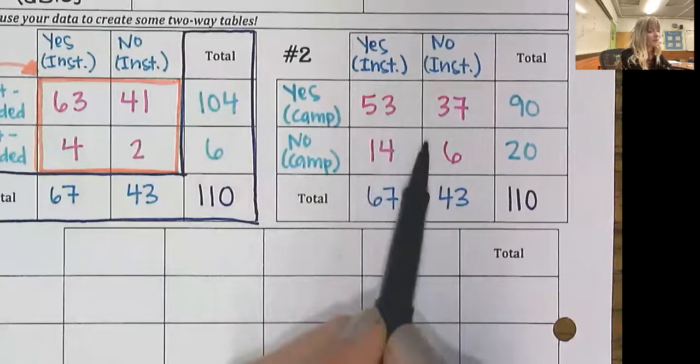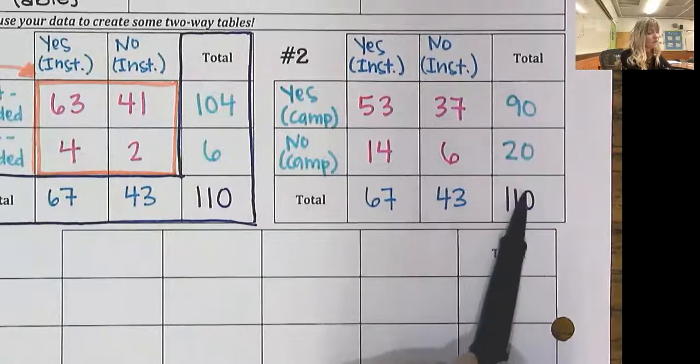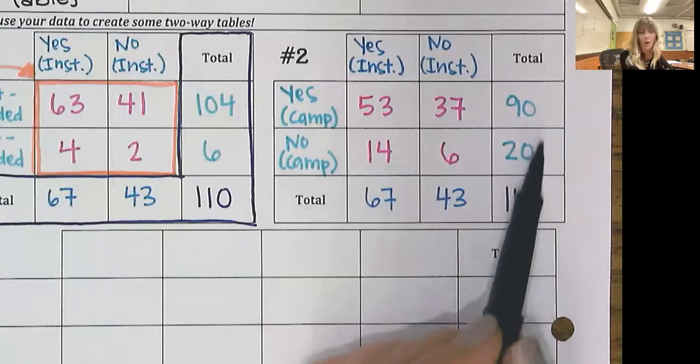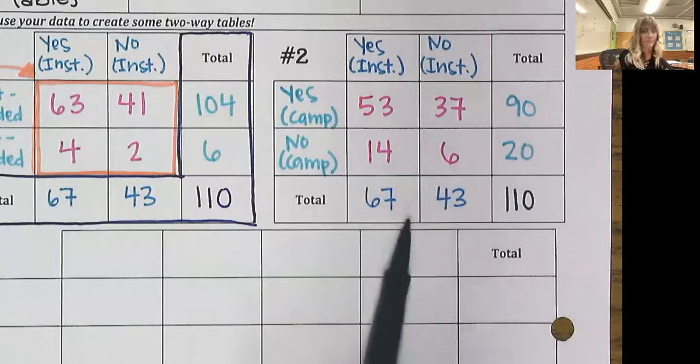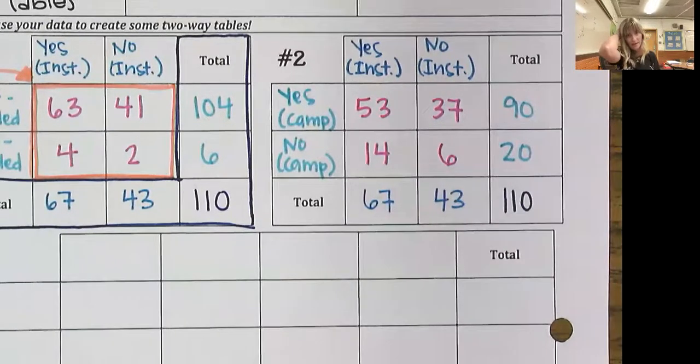Sometimes you'll be given joint frequencies and asked to find the marginal ones. But once again, these only tell you one thing about the data: who likes camping or who plays an instrument. The joint frequencies inside tell you 2 things about the data: who likes camping and plays an instrument, or doesn't like camping and doesn't like an instrument, or does like camping but doesn't play an instrument, or doesn't like camping, you know, all those things.